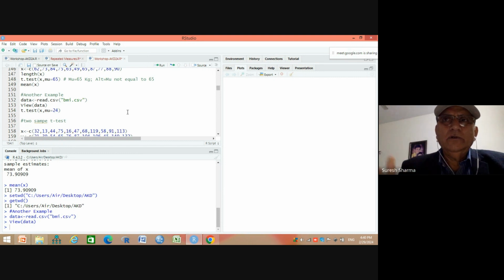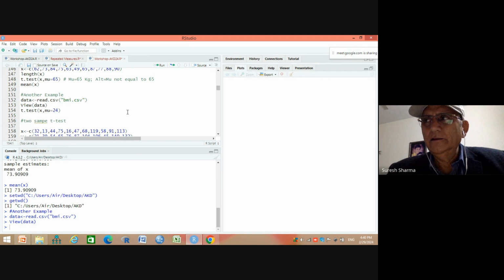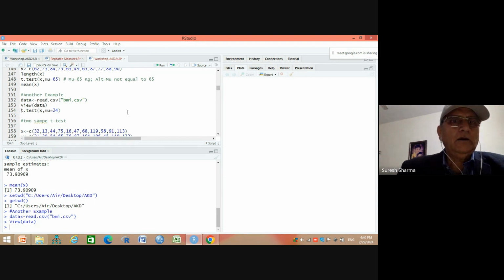Between 20 to 25. If you have a pen or pencil, please write this down. If your BMI is less than 20, the indication is underweight. Between 20 to 25, normal. 25 to 30, overweight. Greater than 30, obesity. Okay. All right.